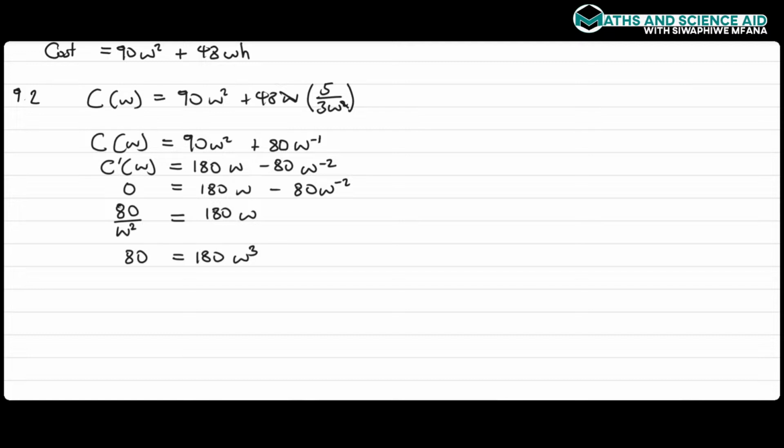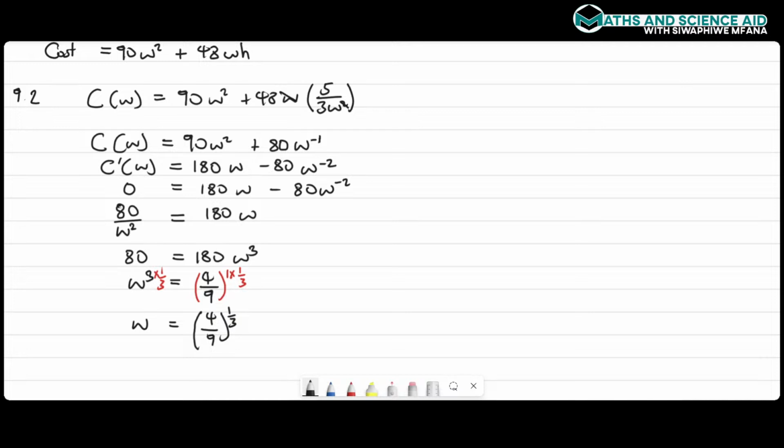So if we divide by 180 on both sides of the equation, we'll get W cubed equal to 4 over 9. Now we want W here. So what we can do, we can multiply the exponents on both sides of the equation by 1 over 3, and do the same thing here. Multiply that exponent by 1 over 3 and see what that is going to give us. 4 over 9 to the power of 1 over 3. So basically we are cube rooting on both sides of the equation.